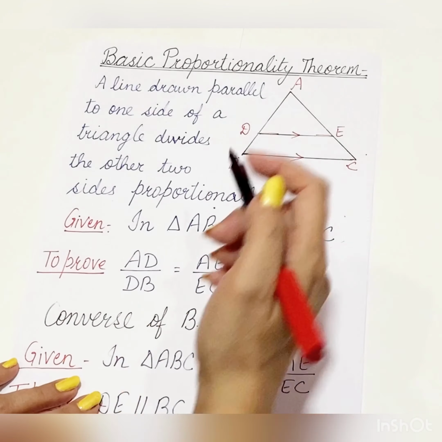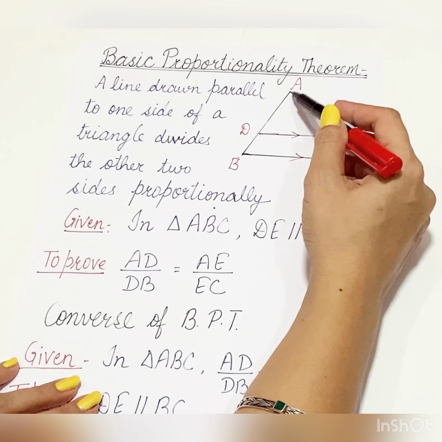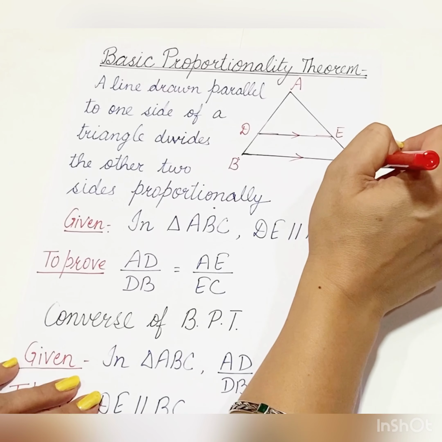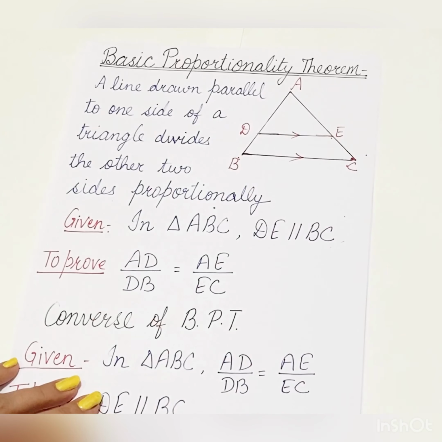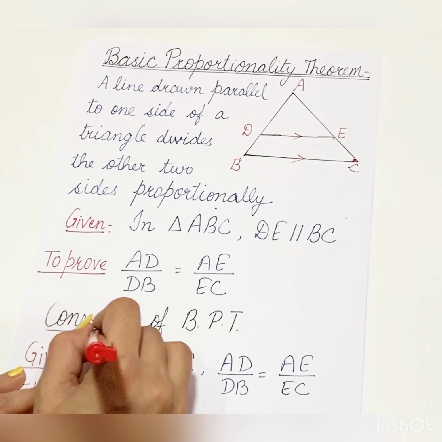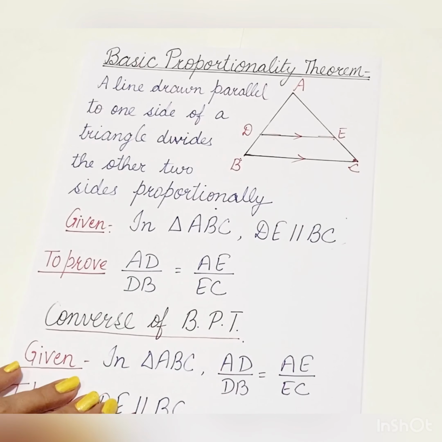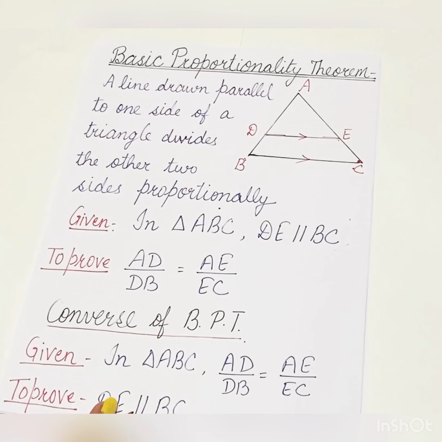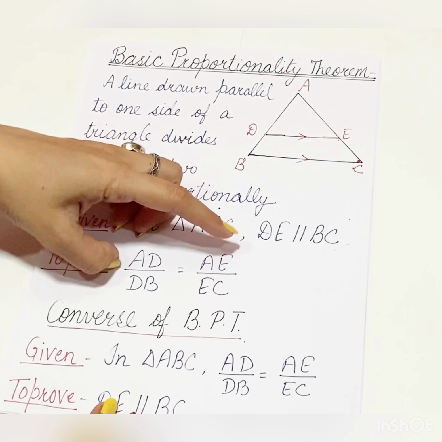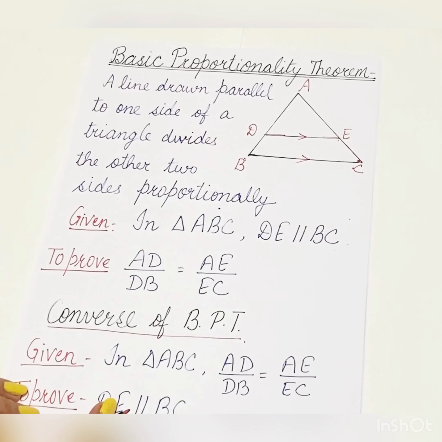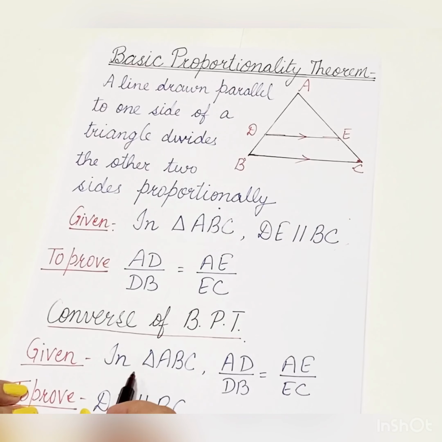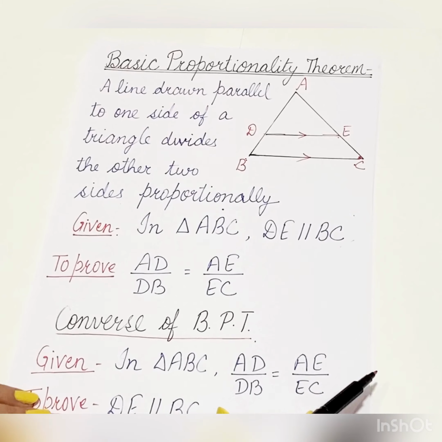And what is the result of the theorem? AD upon DB is equal to AE upon EC. This is the result of the theorem. And then we have the converse of BPT. What do we have in the converse of BPT? In the converse, this will be given to you, and from there you can write that DE is parallel to BC. Right? In this it is given triangle ABC, AD upon DB is equal to AE upon EC.